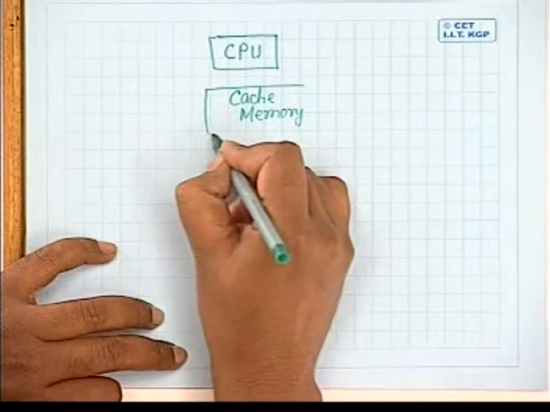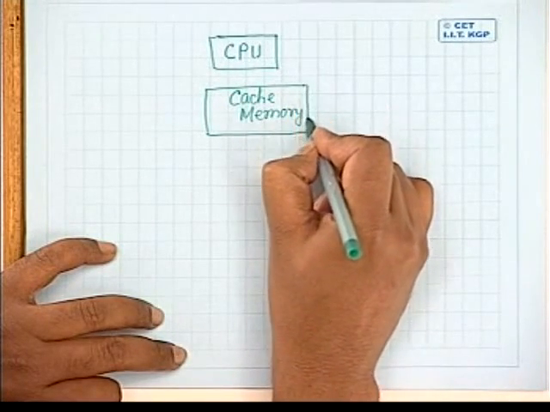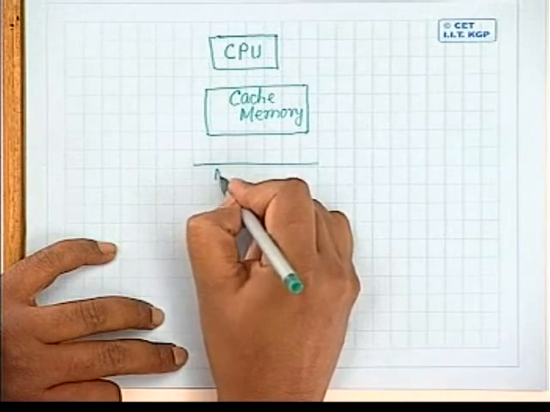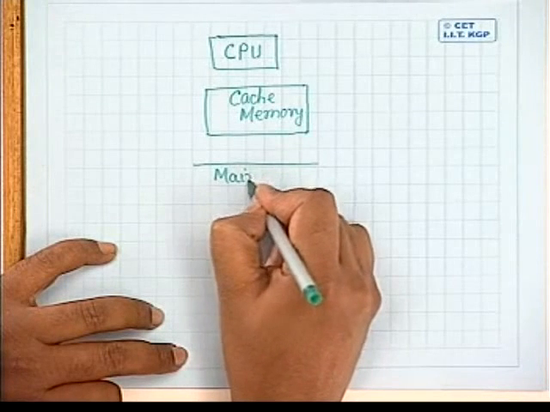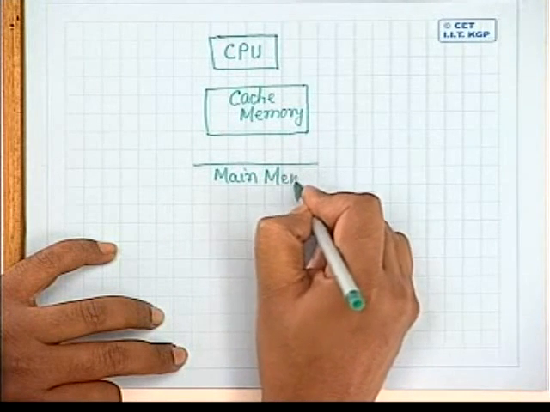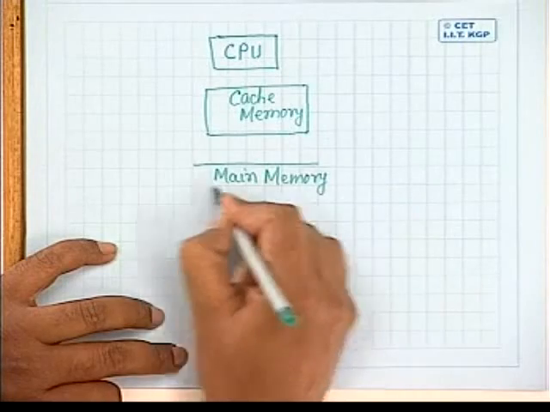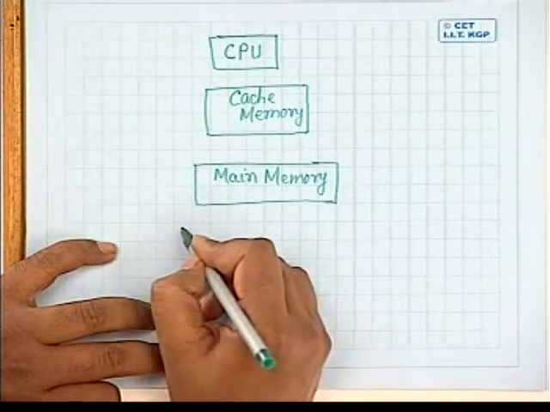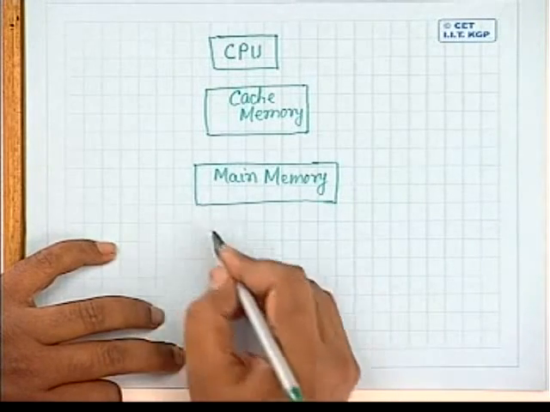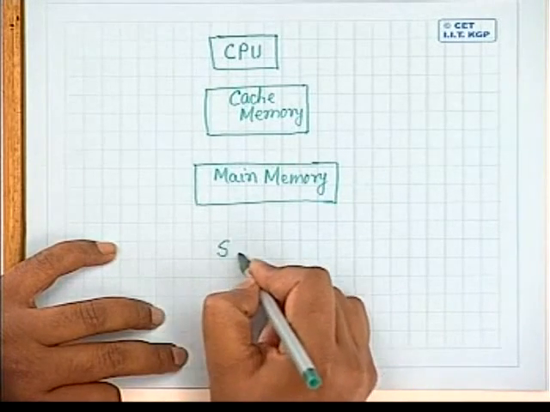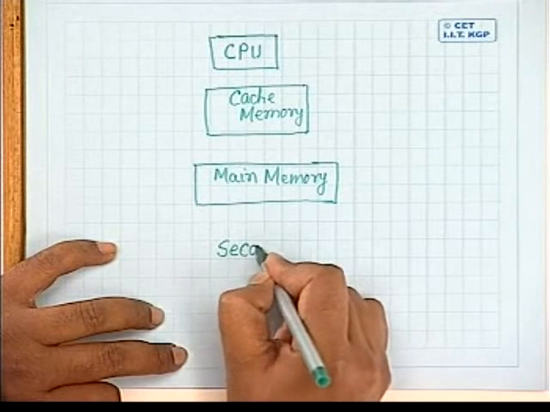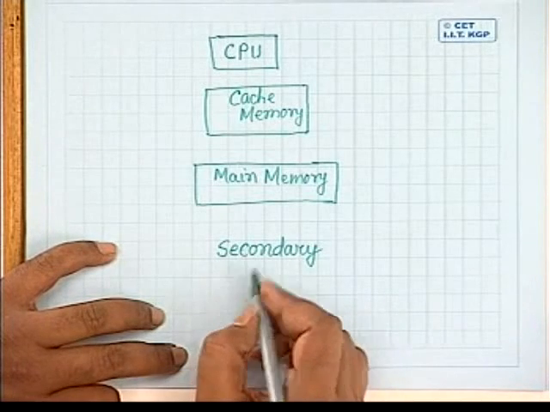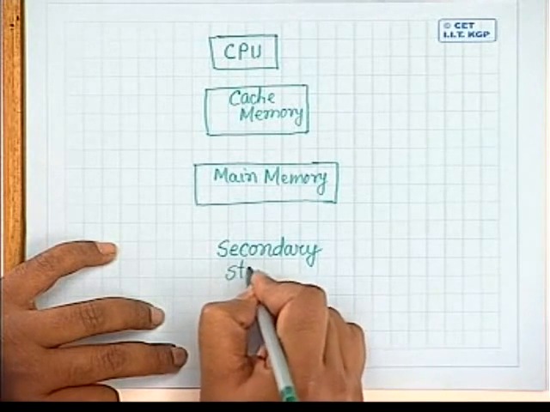If the data or the instruction that is requested is not available in the cache memory, then you have to search for it in the main memory. If it is not available in the main memory also, then you have to go to the secondary storage. Check for it in the secondary storage. And that is the one that we have said in case of our demand paging or the virtual memory management system.